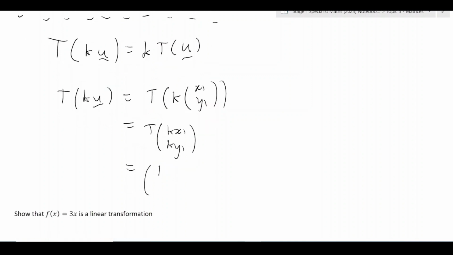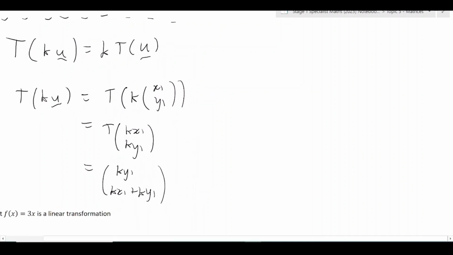T moved the bottom one up the top, so we're going to get ky1 up the top, and to get the bottom one, we're going to add the two values. That's what T does in this case. Next, we're going to look at k of T of u. So that's going to be k times T of x1, y1.